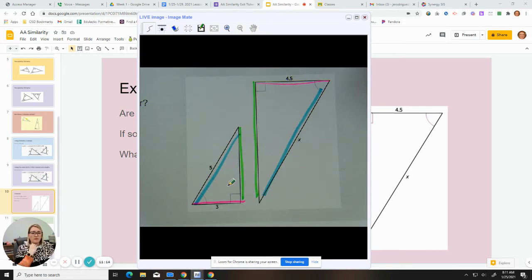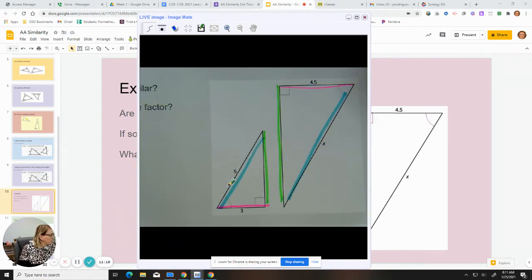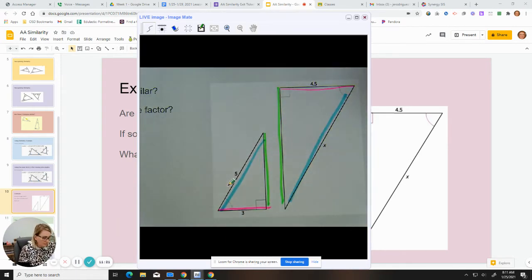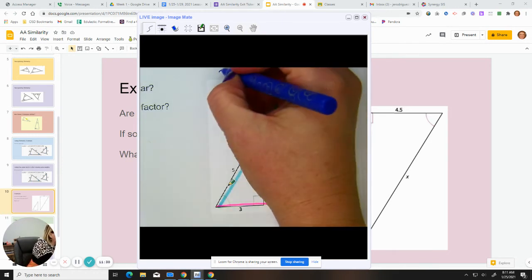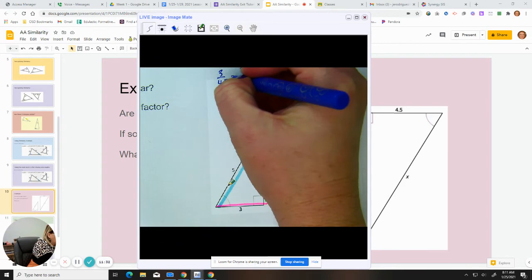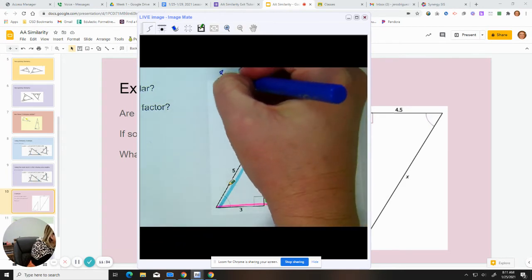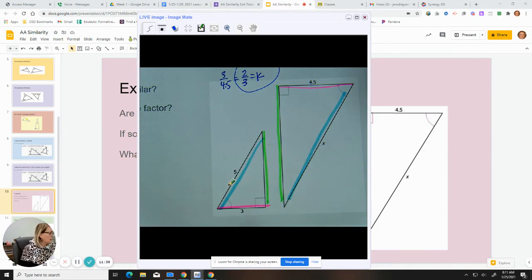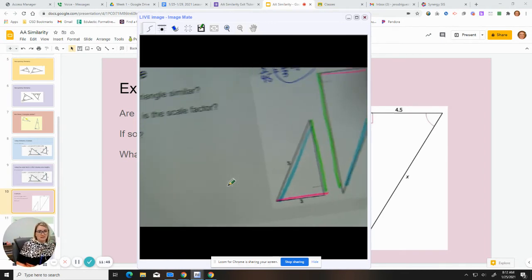So we are going to figure out scale factor. Okay, how do we get from a 3 to a 4.5? So we are just going to divide 3 by 4.5. And that gets us 2/3. So our scale factor is 2/3. Okay, this small one is 2/3 of this larger one. But we are going to solve for x because that's what it asks us to do.